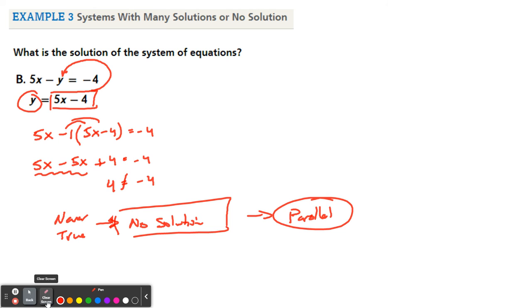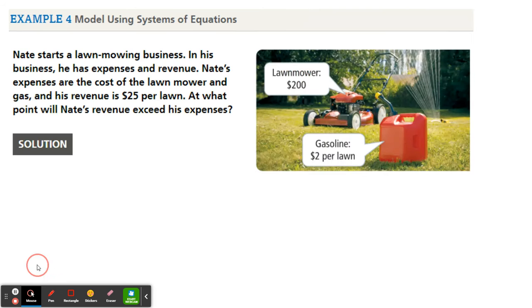Okay. Last but not least here, fun little word problem. All right, here we go. It says Nate starts a lawn mowing business. In his business, he has expenses and revenue. Expenses and revenue. What you spend, expenses, what you make, revenue. Nate's expenses are the cost of the lawnmower and gas, and his revenue is $25 per lawn. At what point will Nate's revenue exceed his expenses?